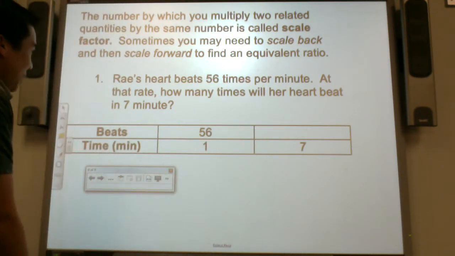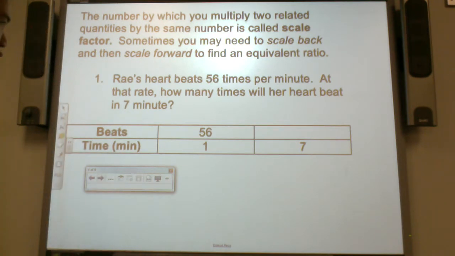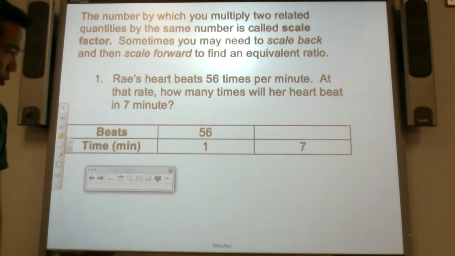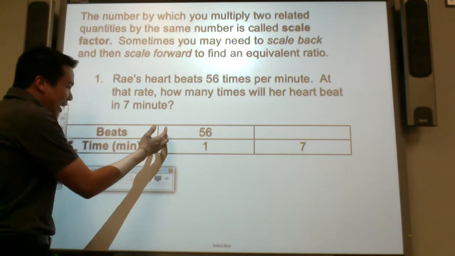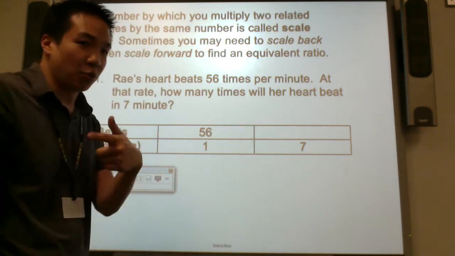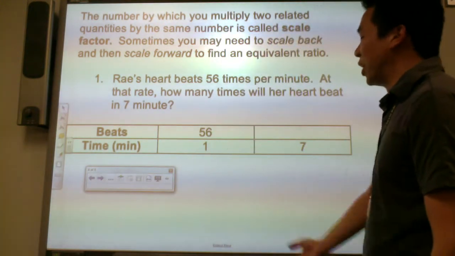So Ray's heart beats 56 times per minute. At that rate, how many times will her heart beat in 7 minutes? So we've already set up the ratio table. I am so nice. I labeled it for you with the units. I even put the numbers in the correct spot. Don't worry, in the next few slides, it's not happening. I'm not that nice. So in this one, you have to think.